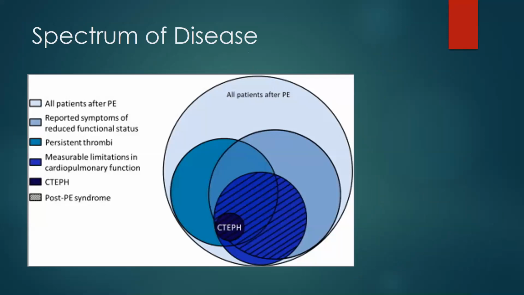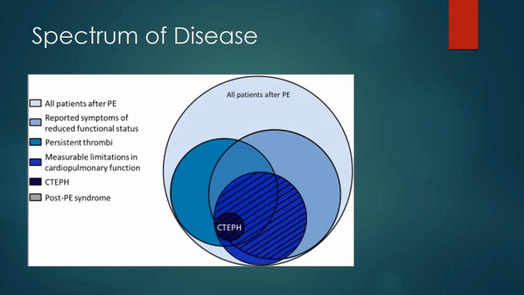So as I mentioned, it's really a spectrum of disease. If we think of all patients after PE, some will completely get better, not have any exercise limitation, any perfusion defects or anything like that. Some will have persistent thrombi. You can see the different colors over here. Some report that they have exercise limitations, dyspnea on exertion, these kinds of things. Some you'll actually be able to find measurable limitations in their cardiopulmonary function. So for instance, if you were to do a CPET, you could see that they have a reduced VO2 max or an increased VE-VCO2 ratio, which will tell you that they have a ventilatory inefficiency.